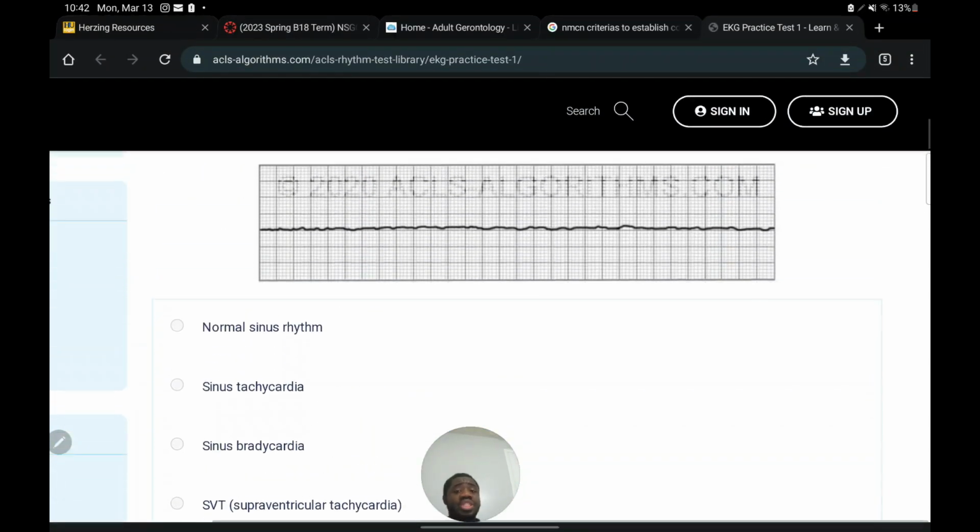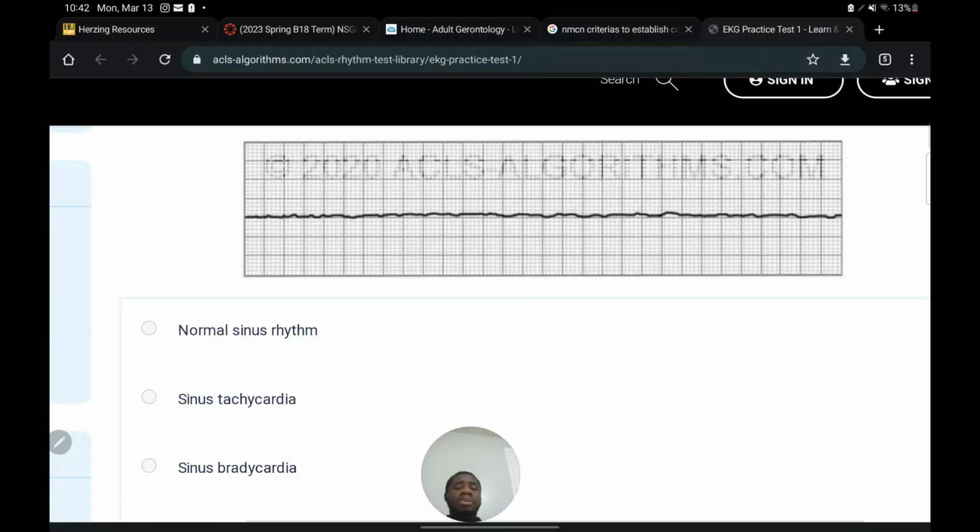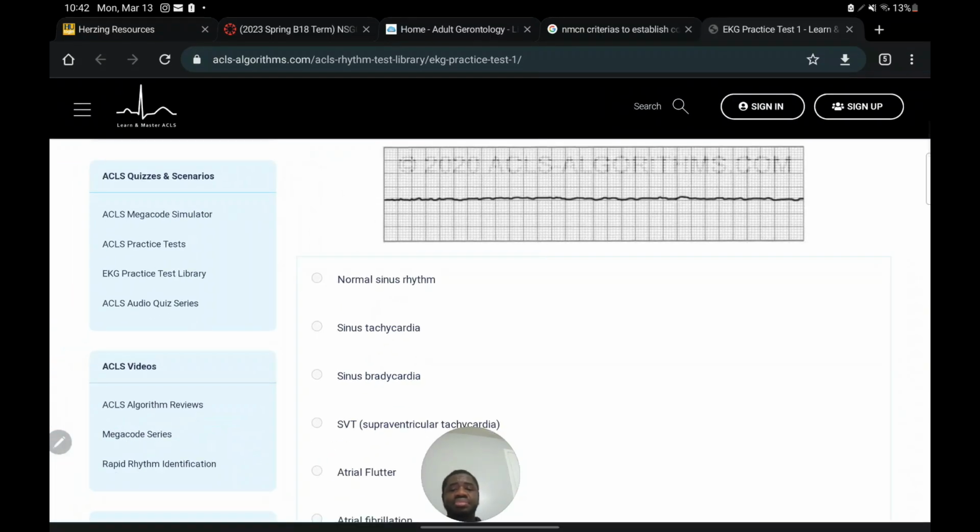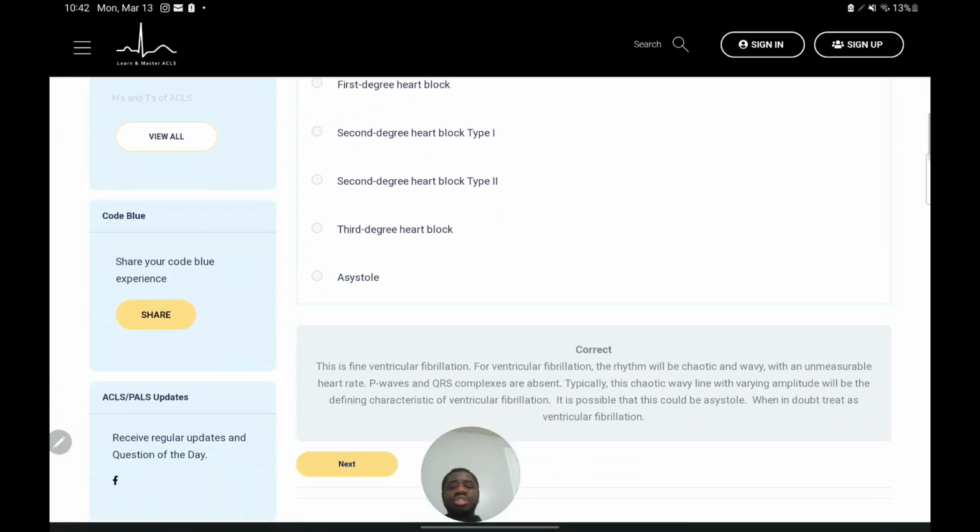It looks like asystole, but in asystole, the graph is flat, but you can still see some fine wavy lines in this graph, which may make you think that this is ventricular fibrillation. So now let's look at the next question.